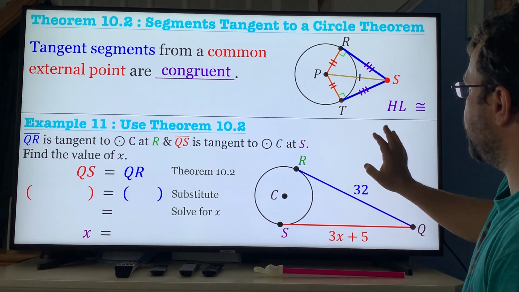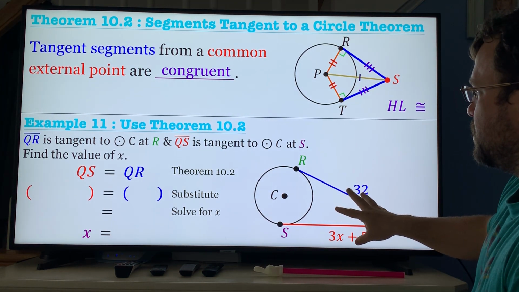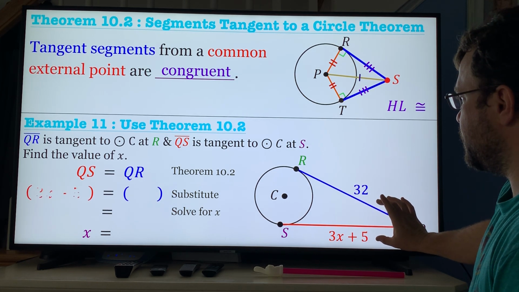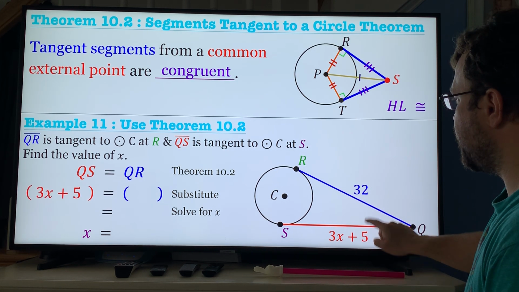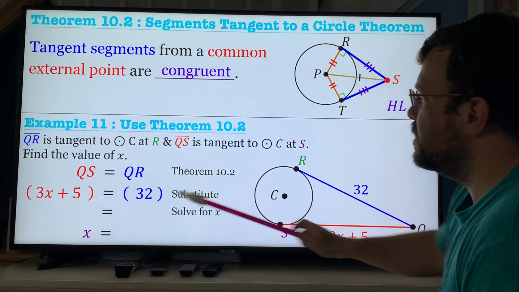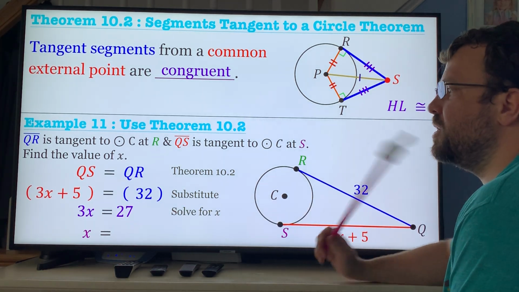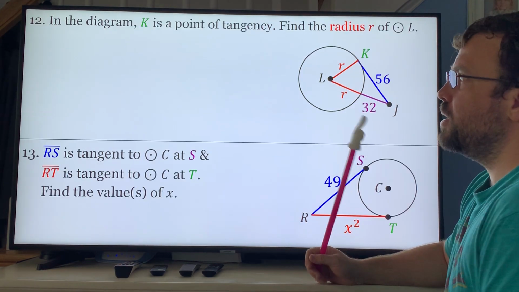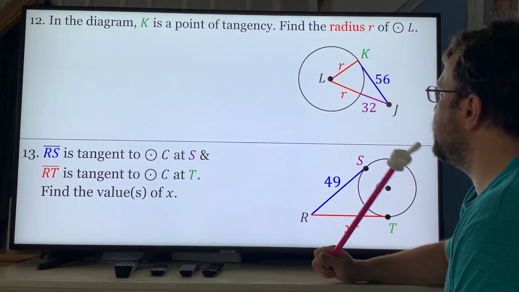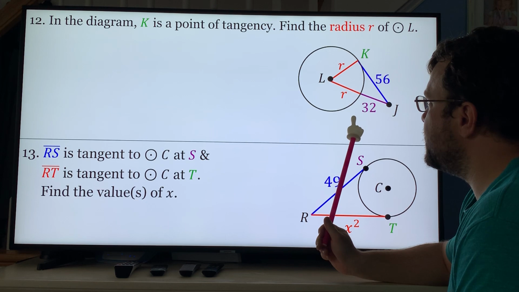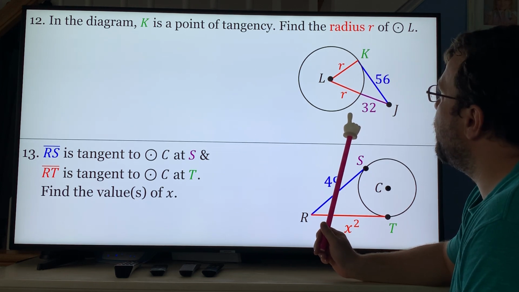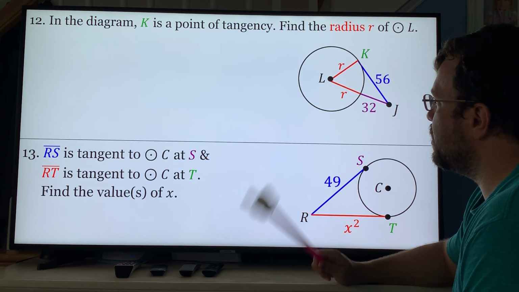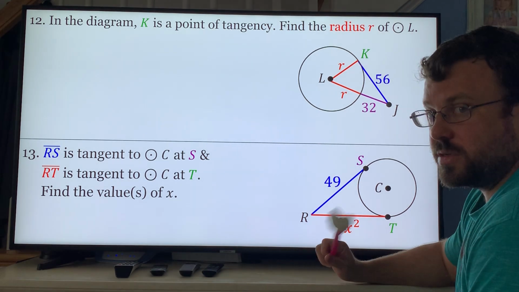All right, sorry. Let's get back down to here. These two pieces are congruent because they're tangents. So we set these two equal to each other. 3x plus 5 equals 32. Subtract 5 from both sides. Divide both sides by 3 to get x equals 9. And that's it. So why don't you try problems 12 and 13? 12 is like we did originally, the harder one, and then 13 is like the one we just did.